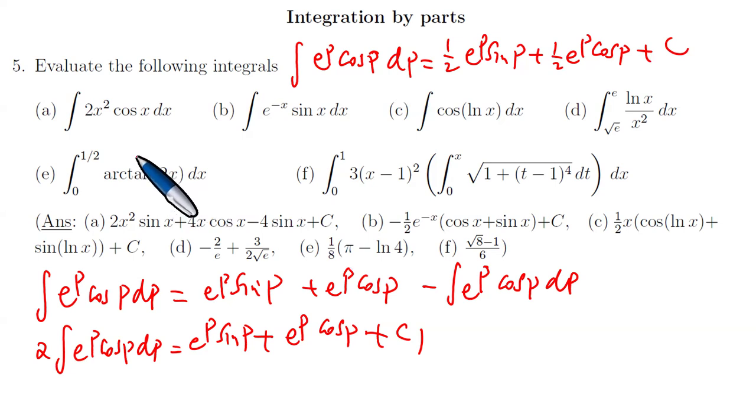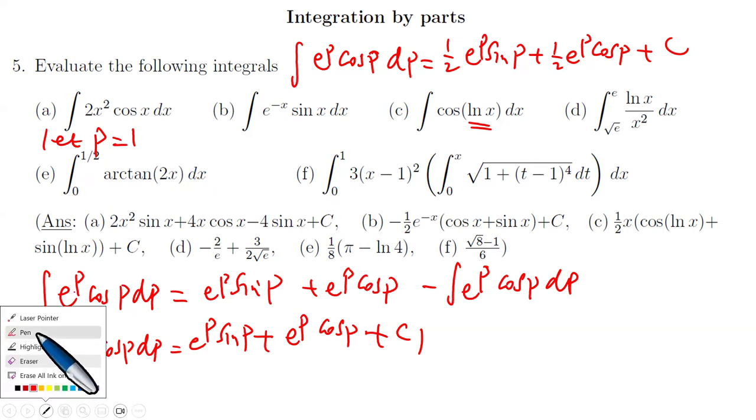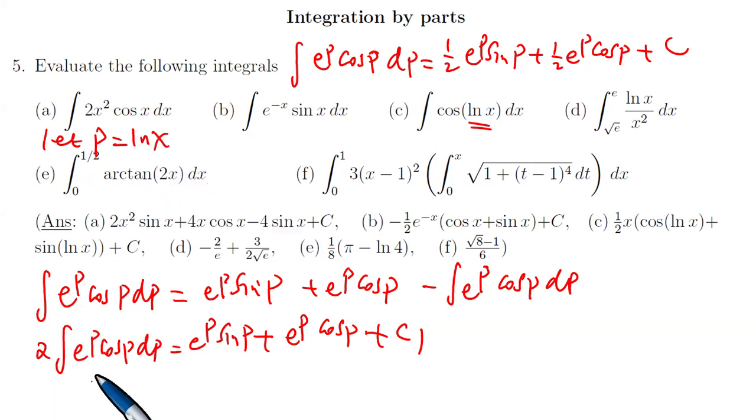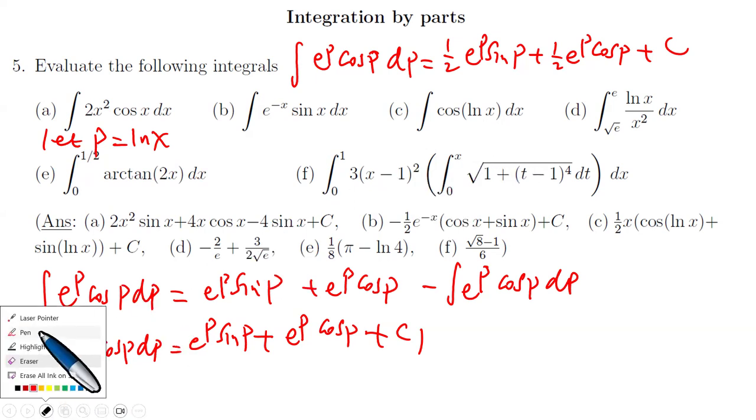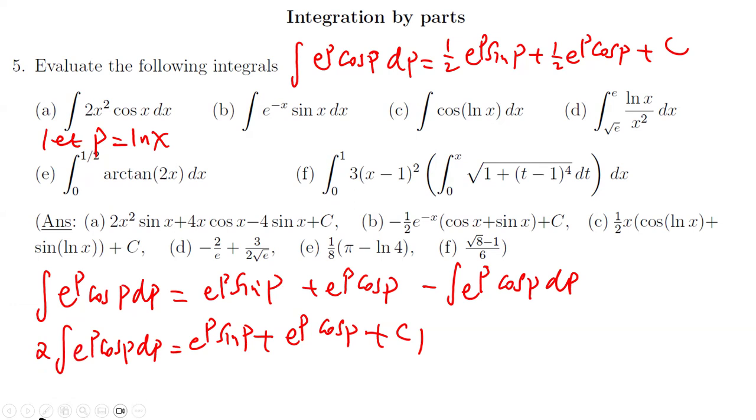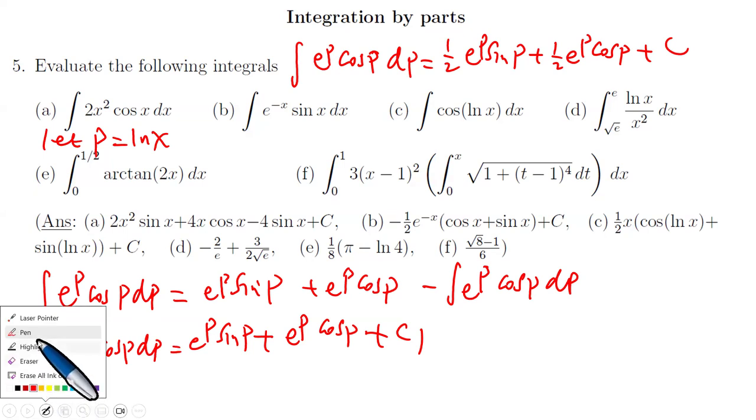But you need to remember, what is our p? In the beginning, we said let p be the ln of x. In other words, wherever there is p, we can put the ln x. If wherever there is p we're able to put precisely the ln, then we have exactly the following.